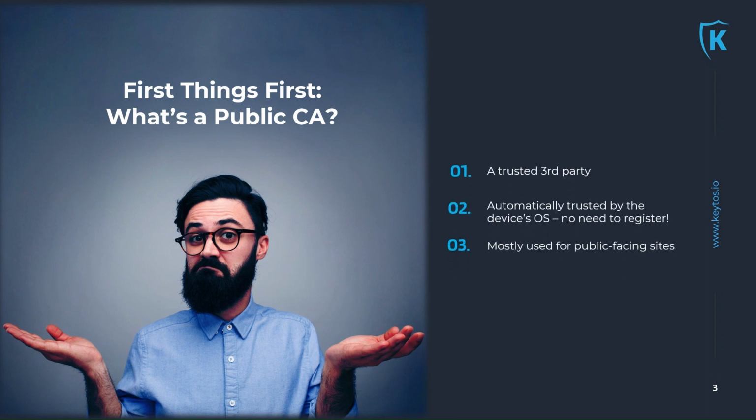A public CA is a trusted third party that meets the requirements of popular certificate stores. Think of a Microsoft, an Apple, or a Mozilla. Because of this, it is automatically trusted by your device's operating system. There's no need to register it because the CA is automatically trusted without any individual interference, which is really nice. Additionally, public CAs are mainly used for public-facing sites such as our very own Ketos.io.